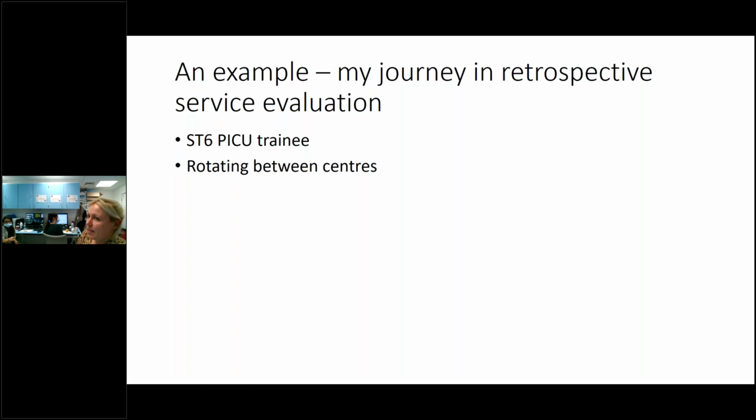So I started. I did a couple of things beforehand, but mainly started being interested in data at SD6. I was doing PICU, not as a PICU grid trainee, as a general paeds trainee.